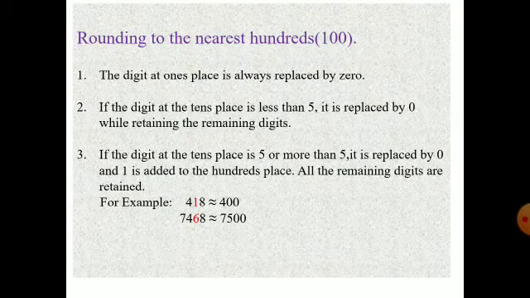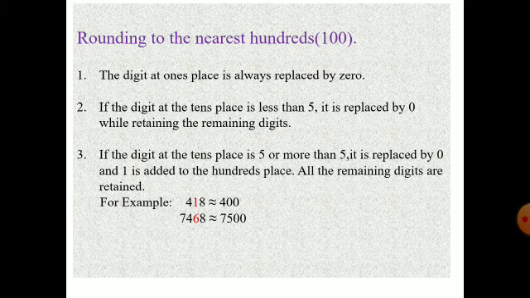Rounding to the nearest hundreds. To round off a number to the nearest hundreds, we have to follow these three steps. Step 1. The digit at ones place is always replaced by 0. Step 2. If the digit at tens place is less than 5, it is replaced by 0 while retaining the remaining digits. Step 3. If the digit at the tens place is 5 or more than 5, it is replaced by 0 and 1 is added to the hundreds place. All the remaining digits are retained.